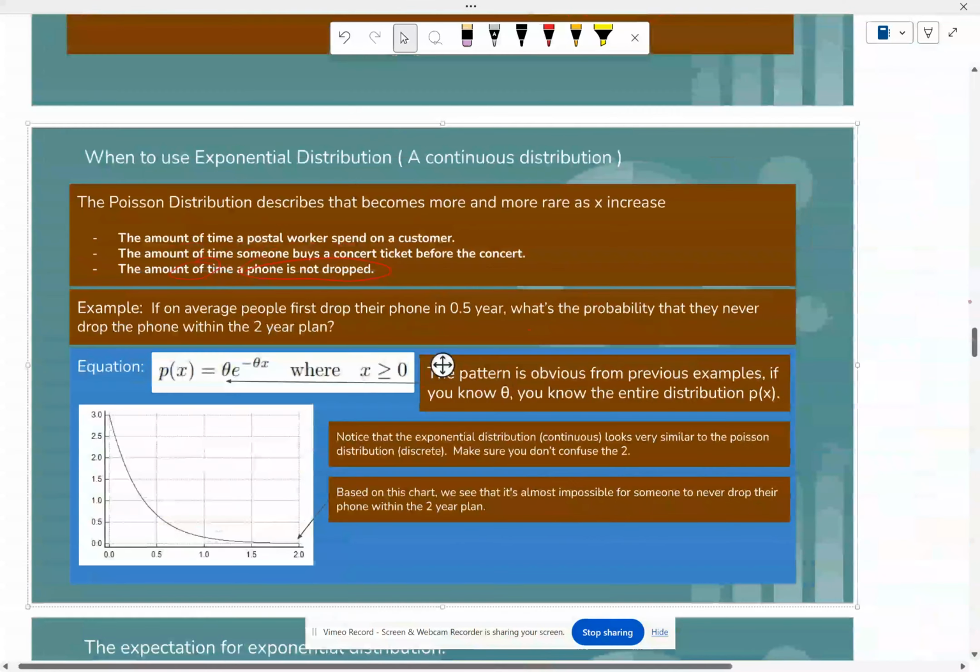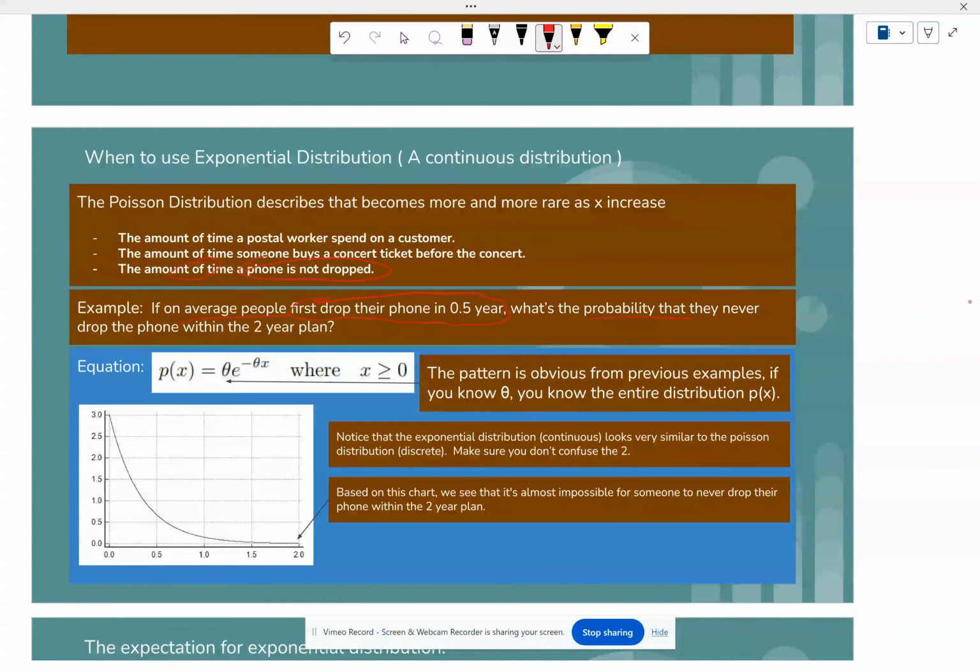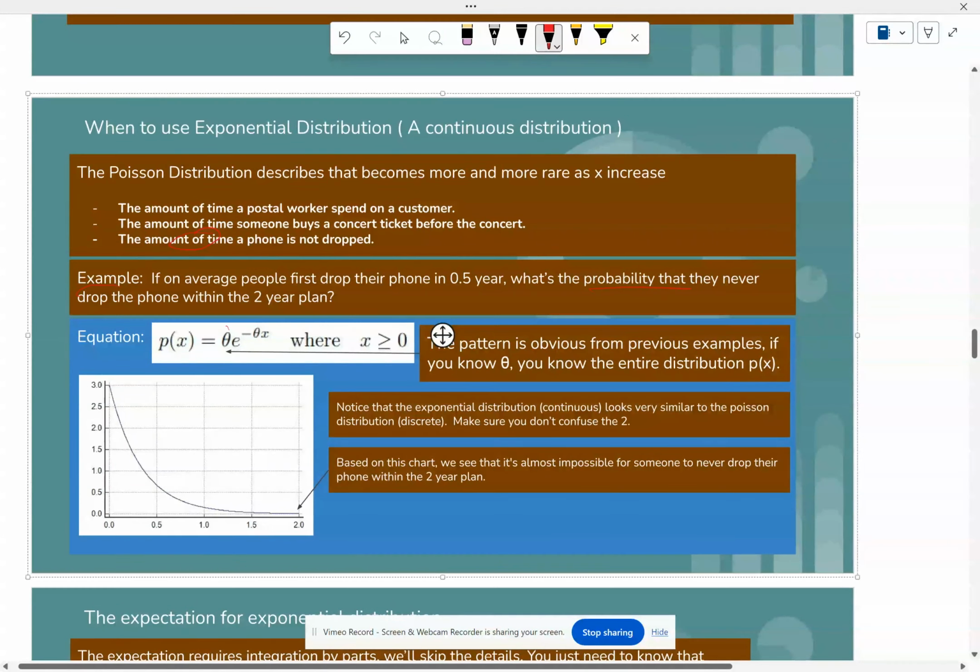So, for example, let's say on average people first drop their phone in 0.5 years, so half a year. What is the probability that they will never drop their phone within the 2-year plan? If you work for a phone company, this could be a question they ask you to calculate. Based on this, you can make some serious decisions on when to make releases of phones. So if you know theta, and you know on average it is half a year, then the probability that they never drop the phone in 2 years is very low. So basically what we're asking is the probability that they will drop their phone after 2 years. You can see this is a very minuscule area.